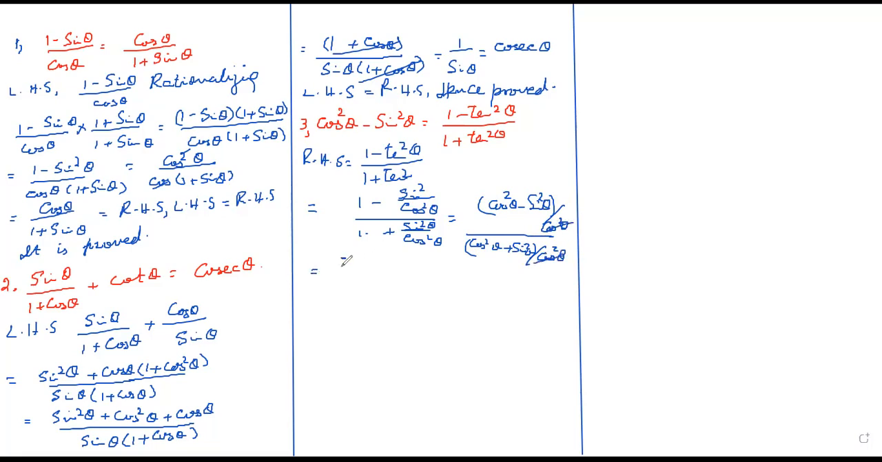So we have on the numerator cosine square theta minus sine square theta, divided by cosine square theta plus sine square theta. Which is equal to cosine square theta minus sine square theta, divided by 1, which is equal to the left hand side. So left hand side equals right hand side. It is proved, or hence proved.